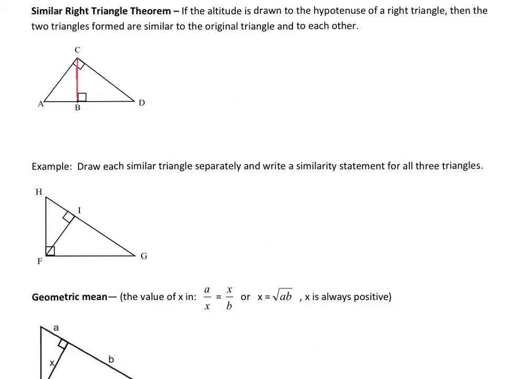and the key about the altitude is that if it's in a right triangle, it comes out of that right angle and it intersects with this other side at a right angle. So an altitude has to be at a right angle from one of the sides and intersect with the other side. So, if an altitude is drawn to the hypotenuse of a right triangle, then the two triangles formed are similar to the original triangle and to each other. That's essentially saying that in this picture, there are three similar triangles.